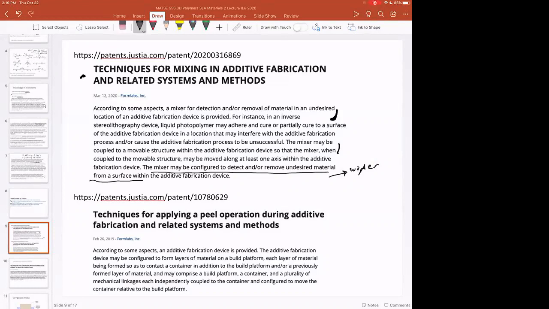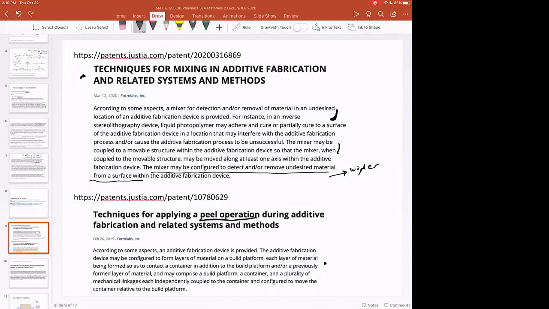So we saw in the Formlabs printer, they're very interested in making sure that wiper is working well. And so they have some ideas exactly on how to design that and what you might need in this patent. So you can take a look at that. At the same time, you need to release the part from the window, so you need to peel it. And so they talk about peeling, how to peel the part off of the window.